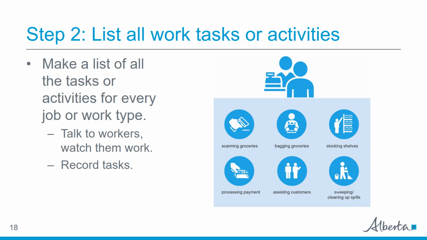Step 2. List all tasks or activities for each job. From your inventory of all the jobs or work types in the organization, compile a list of related tasks for each. Talk to the workers and spend time watching them work. Record the tasks or activities they do. For example, a grocery clerk is responsible for tasks such as scanning groceries, bagging groceries, stocking shelves, and processing payments.